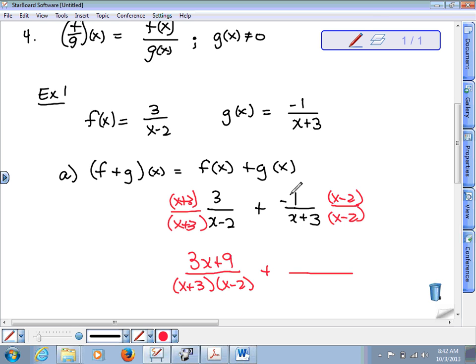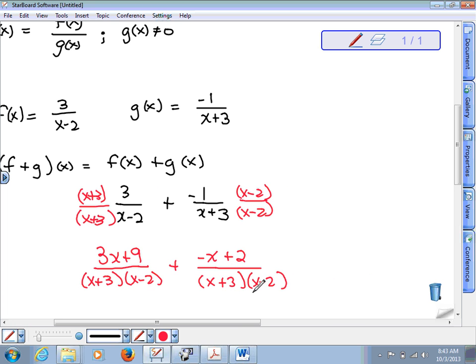Be careful on the right side that you distribute the negative 1. This becomes negative x plus 2 all over your common denominator, x plus 3 all over x minus 2. When you add these two together, now that they have a common denominator, that denominator doesn't change. When you add fractions with the same denominator, you get a fraction of the same denominator. So x plus 3 times x minus 2. And in the numerator, you combine like terms now to get 2x plus 11.